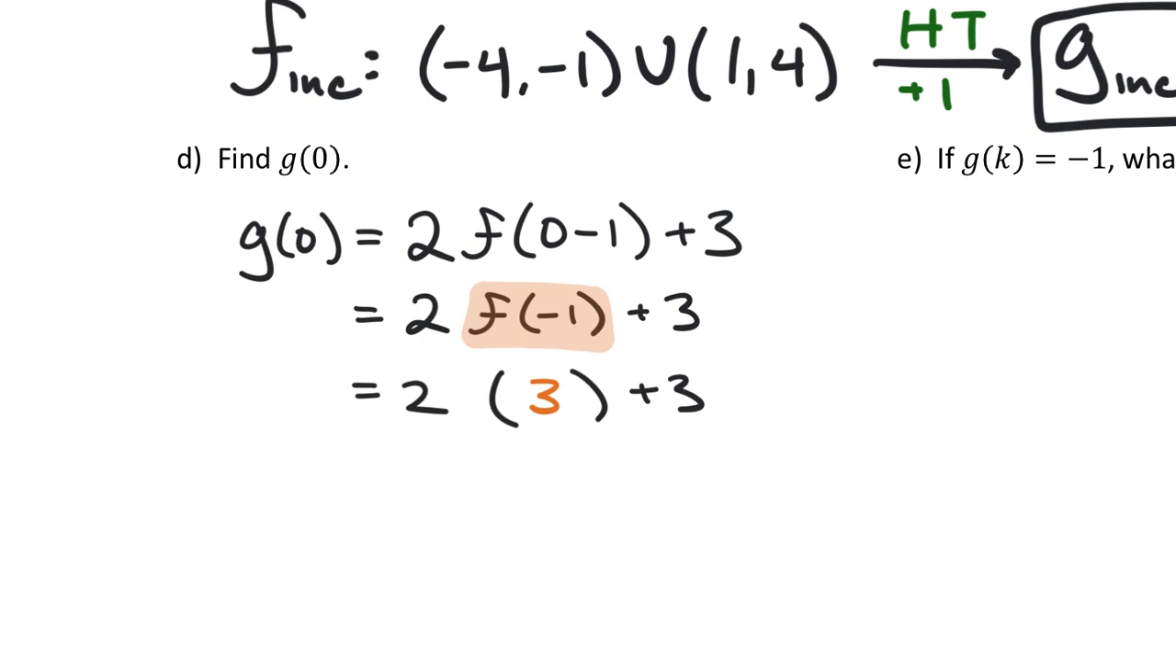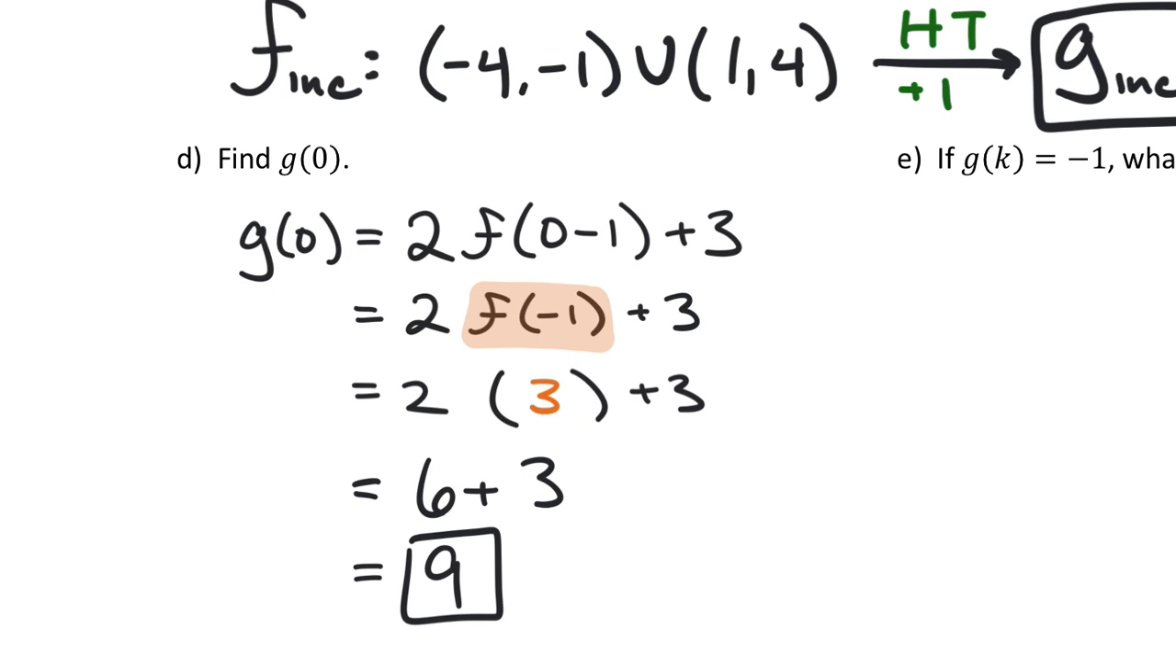Well then look, that's just numbers left. We love that. 2 times 3 is 6. 6 plus 3 is 9. So you plug the number in and transform it using the f function to apply it to the g function. Are we okay?